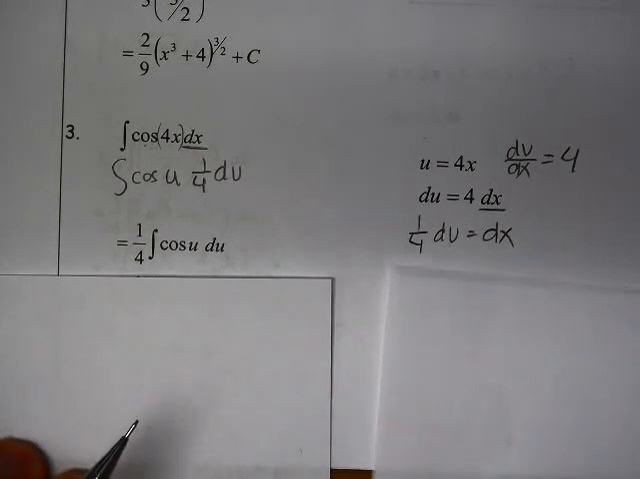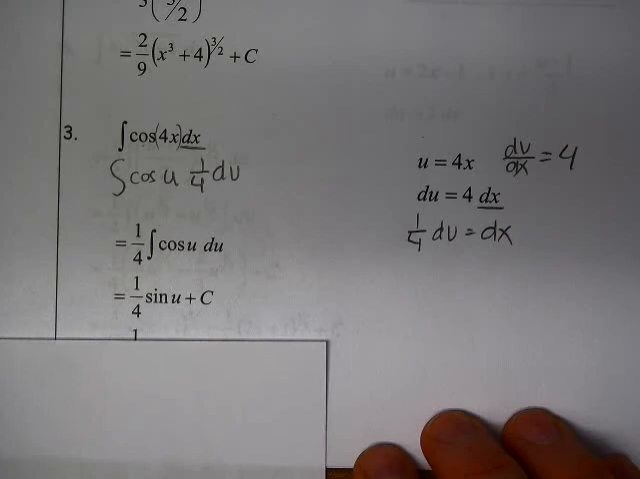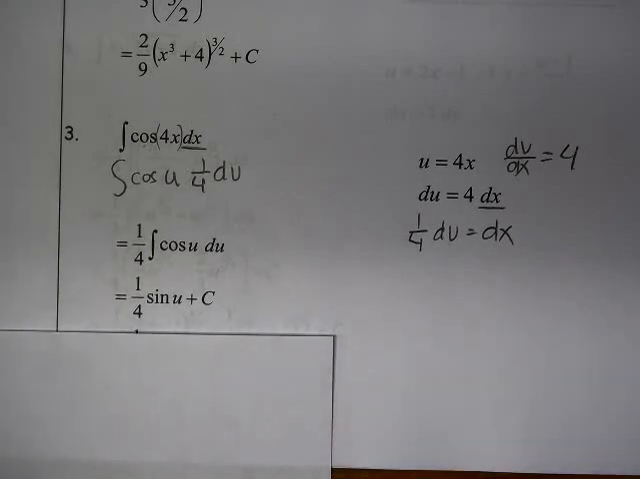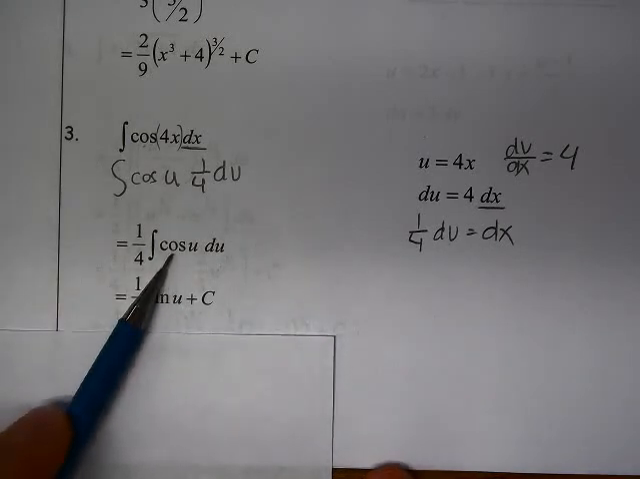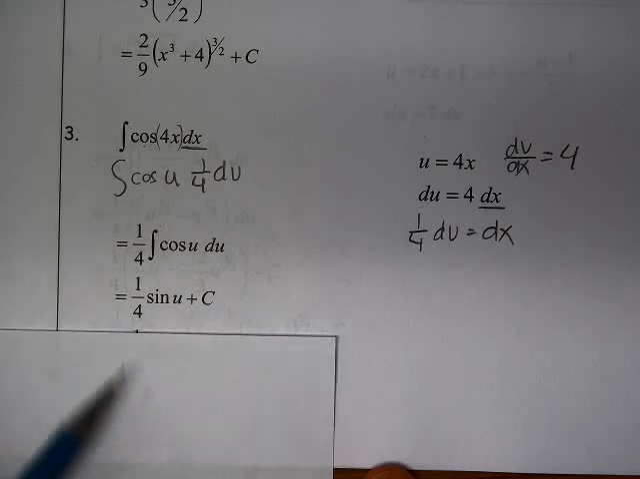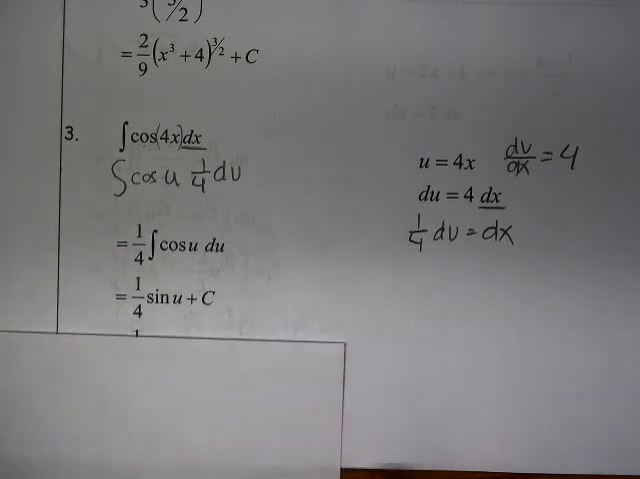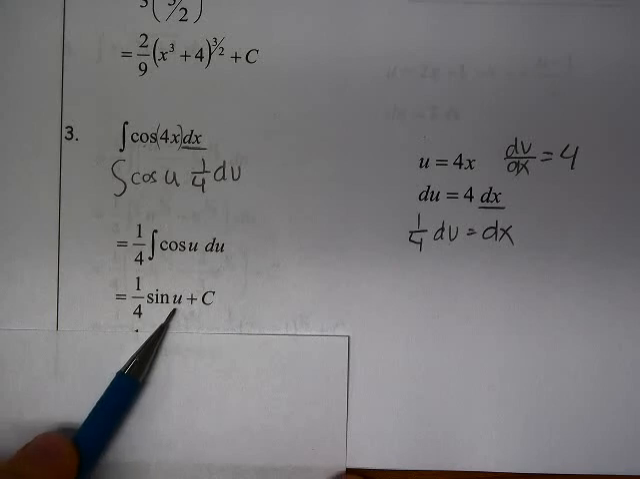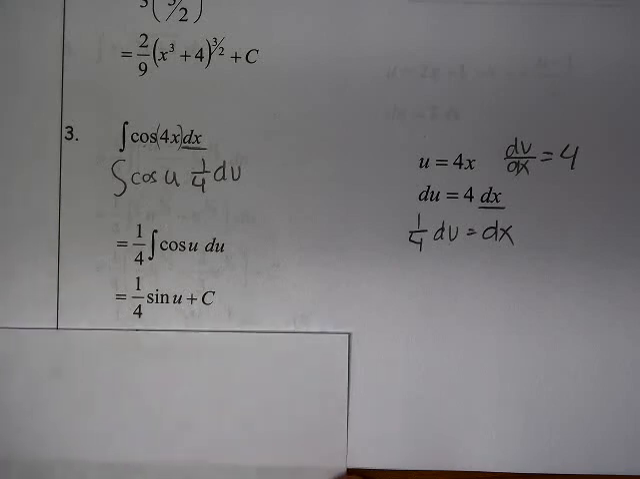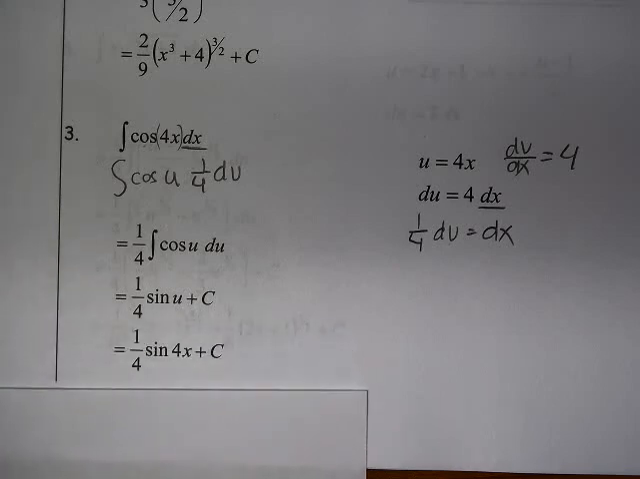We all know how to integrate that. The antiderivative is really simple. It's just sine of u. So the antiderivative of cosine of u is sine of u. I have my plus c on my 1/4 coefficient. And then the last thing that I'll do is replace that u with the original 4x that I used as my substitution. And there's the antiderivative that I want.